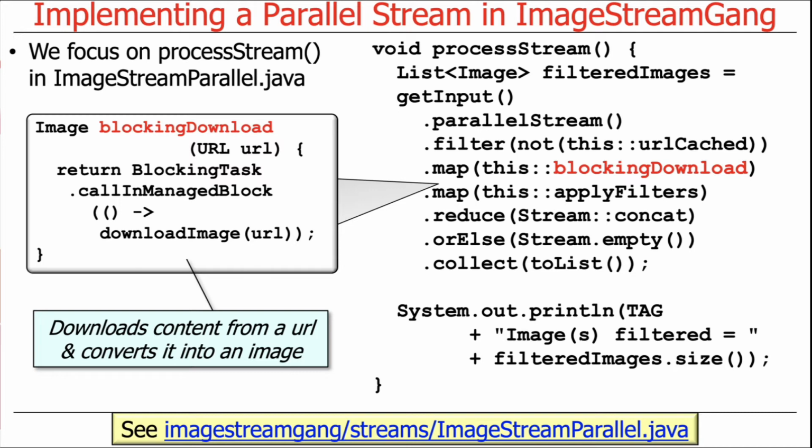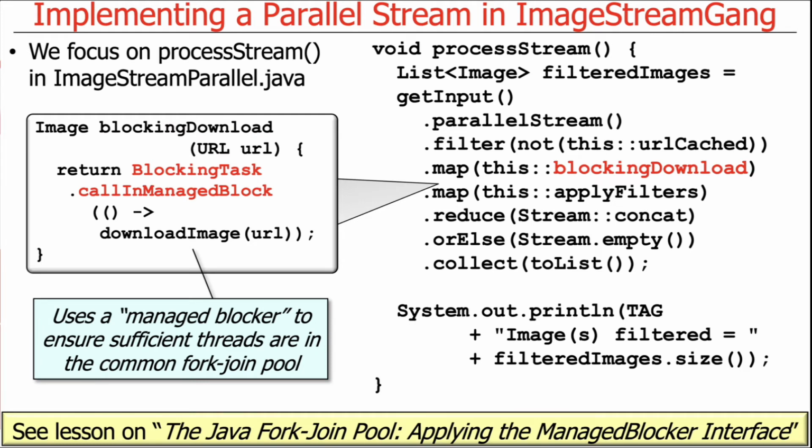So for each non-cached image URL, we're going to call this method. And this method is very clever. It uses a helper class here called BlockingTask.callInManagedBlock in order to download the content from the server and convert it into an image, because it comes back as an image. What's really important to understand here is that callInManagedBlock is a wrapper around the ManagedBlocker mechanism that's built into the Java common fork-join pool. And that will add additional threads to the common fork-join pool to compensate for blocking operations.